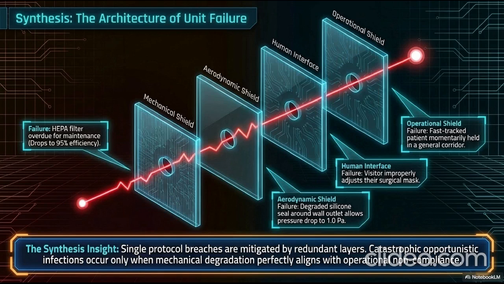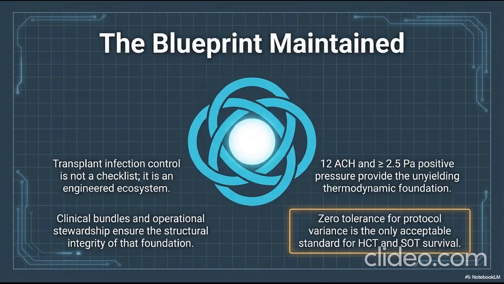Transplant infection control is an engineered ecosystem. While 12 ACH and a positive pressure of 2.5 Pa provide the foundation, survival ultimately depends on zero tolerance for protocol variants in clinical bundles and operational stewardship.